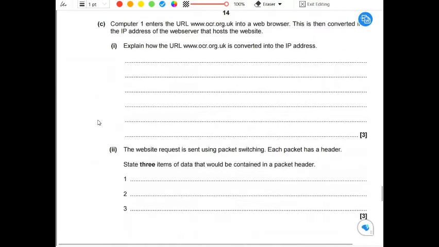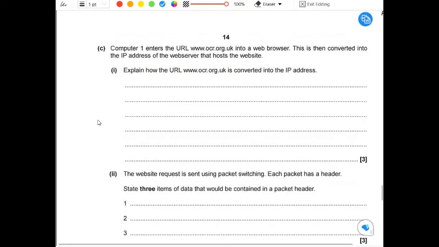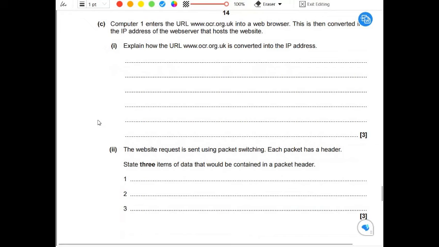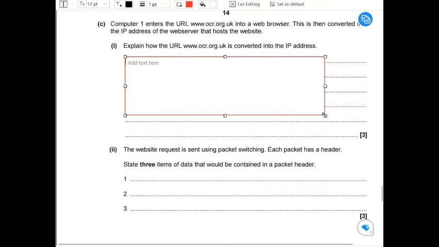2 more. Computer 1 enters the URL ocr.org.uk. Yeah, very inventive of OCR. Not. It's then converted into the IP address of the web server that hosts the website. So we need to explain how the URL is converted into an IP address. So go from URL to IP address.